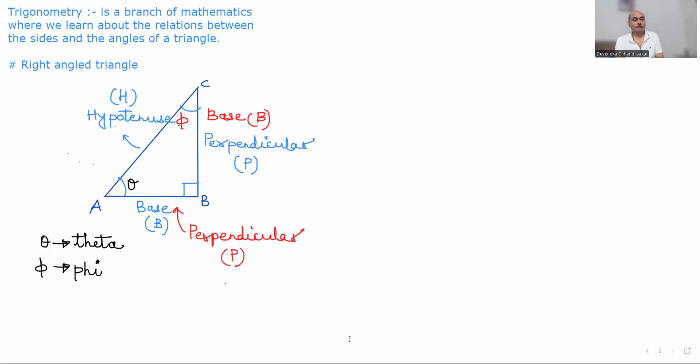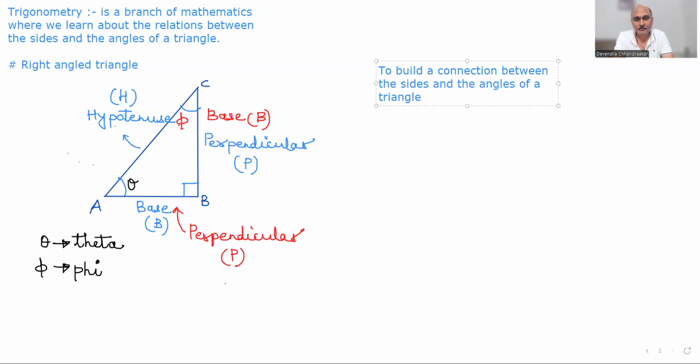So in this case, we have to build a connection between the sides and the angles of a triangle. We have trigonometric functions, right?